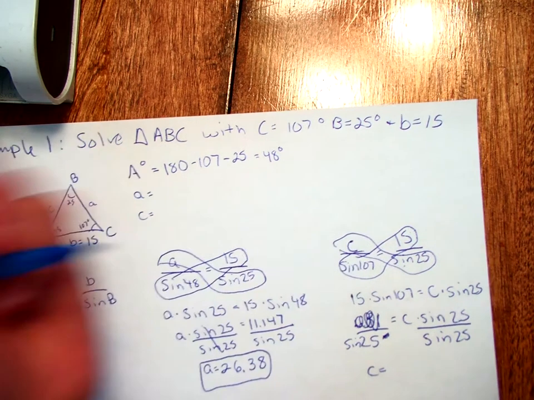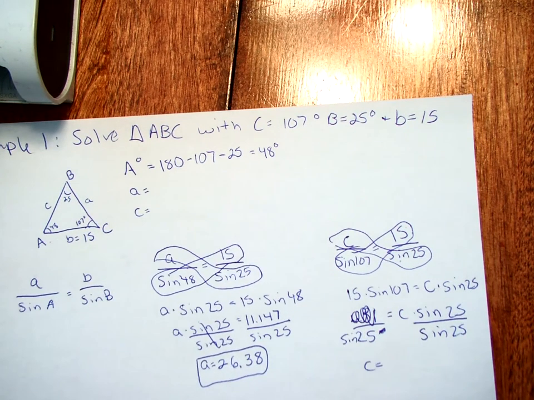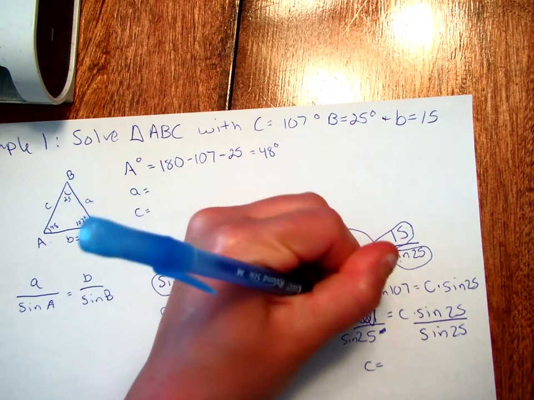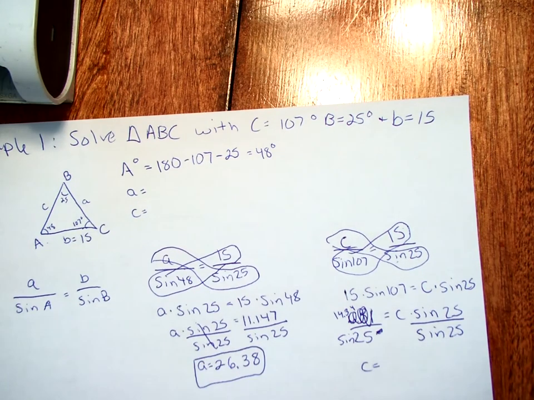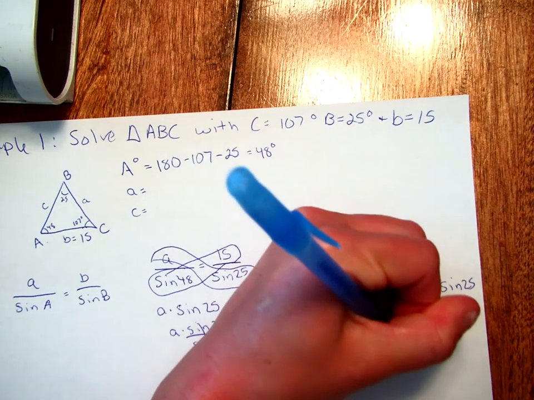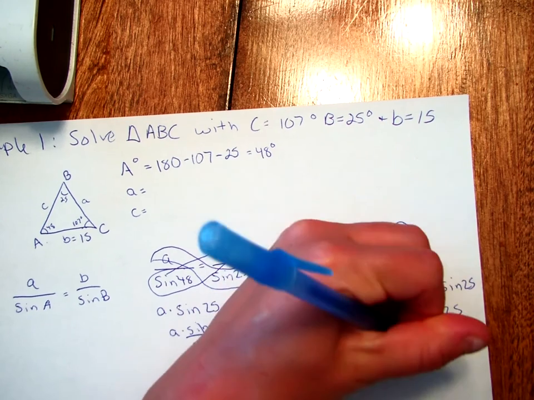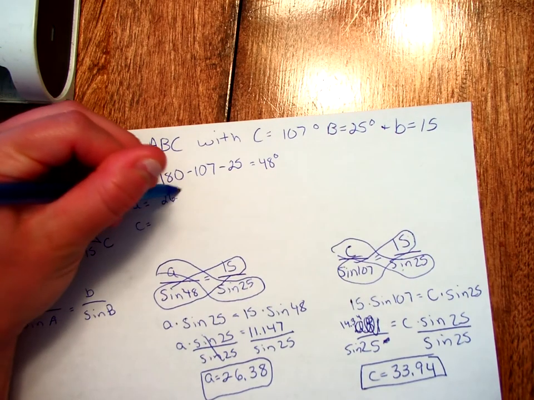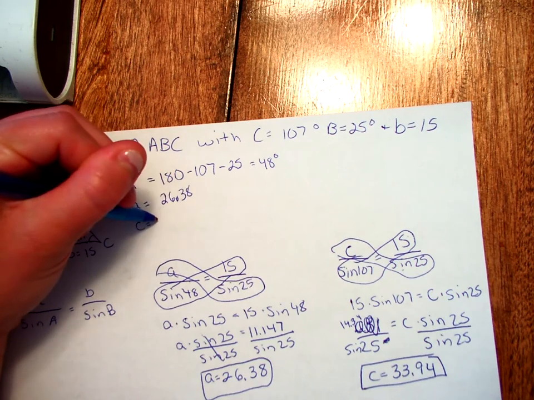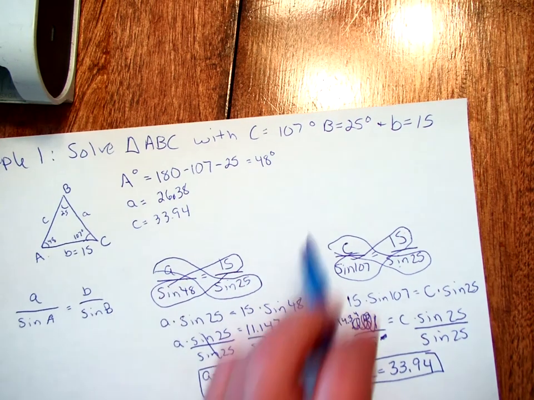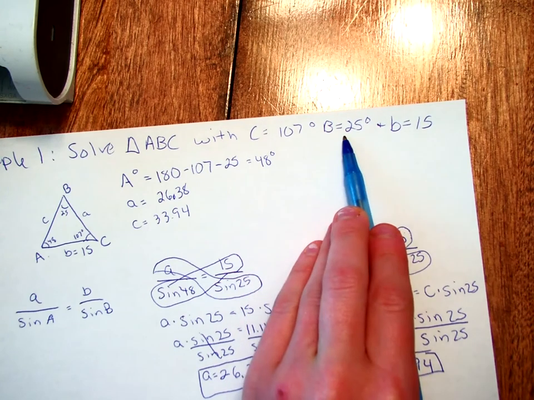Sorry, I put in 27. 15 times sine of 107 is 14.34. So then when I divide that by sine of 25, I should get 33.94. Much better answer. So then fill that in up here. Side a is 26.38. Side c is 33.94. So that is when you are given an angle and a side.